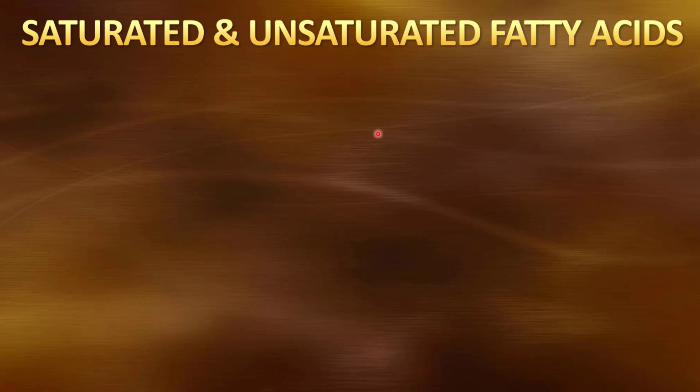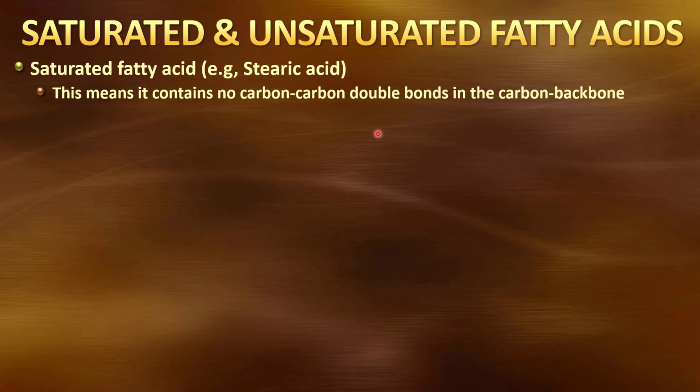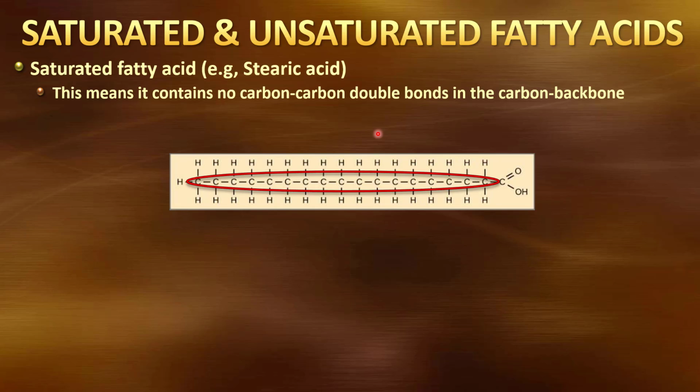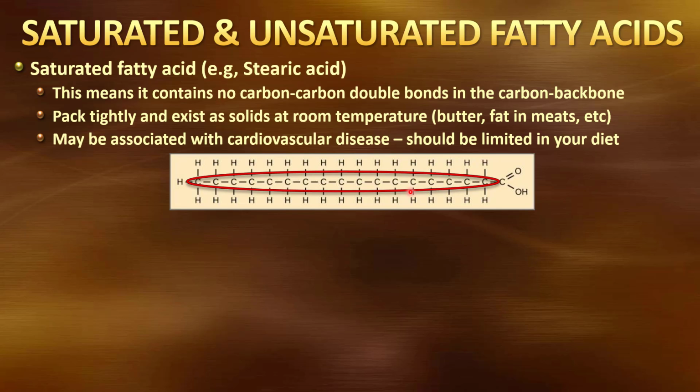Let's look at the difference between saturated and unsaturated fatty acids. A saturated fatty acid means that it contains no carbon-carbon double bonds in the backbone. An example is stearic acid. You can see the backbone here, no double bonds in there. These tend to pack together very tightly because of all of these single bonds. These tend to be solid at room temperature and are likely to be associated with cardiovascular disease because of that solidity and should be limited in your diet.